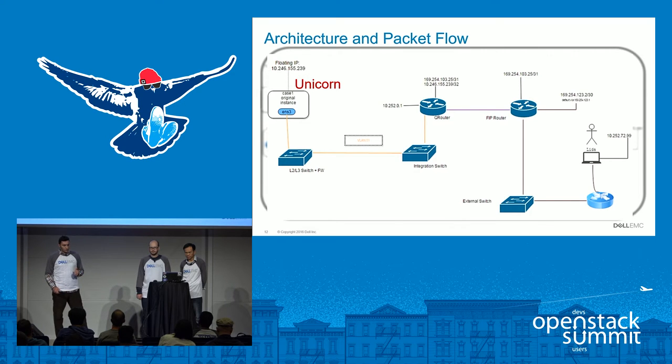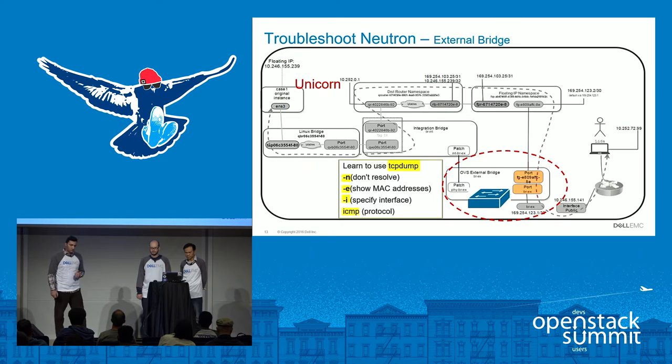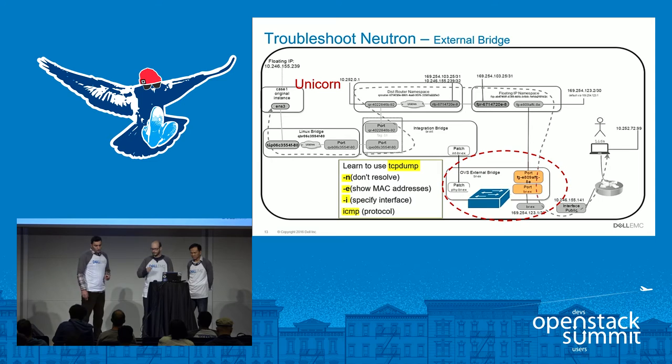Okay, so let's go now and see each component individually. First, we're going to start with the external bridge. And for people who are not following or who feel that this is really complex, just don't leave the room because you're going to learn some tricks and some commands on the way so you can take something out of this. So first thing to learn is TCP dump.